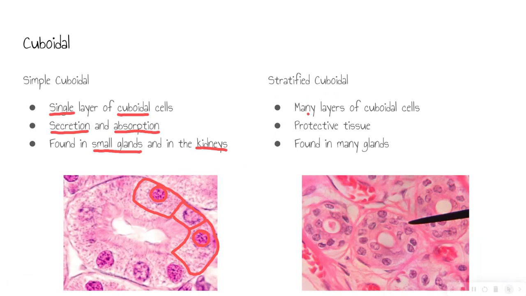Stratified cuboidal epithelium is going to have multiple layers of cuboidal cells, and it's going to be found in protective tissue and in many glands. So we can see right here a tissue slide. This is a sweat gland, and we can see these multiple layers of cuboidal cells. And these round nuclei is what's going to give it away. So we have a cuboidal cell here, a cuboidal cell here, here, and so we can see these multiple layers. So it's stratified cuboidal epithelium.